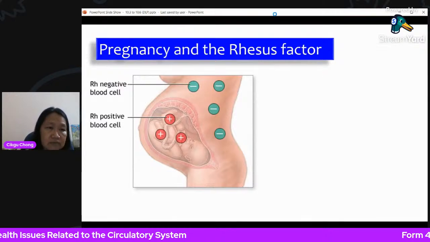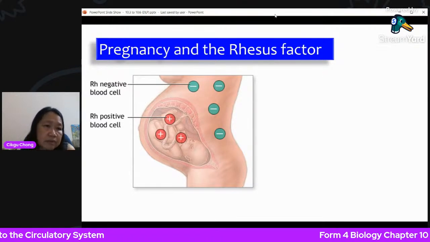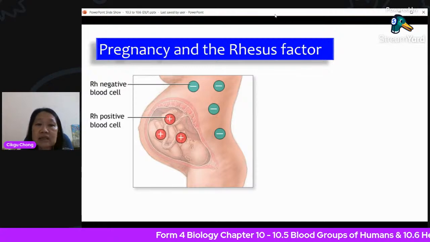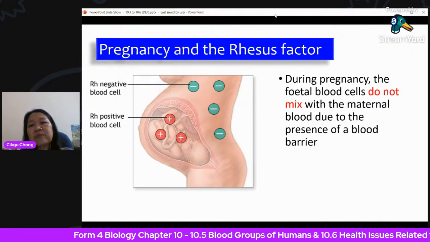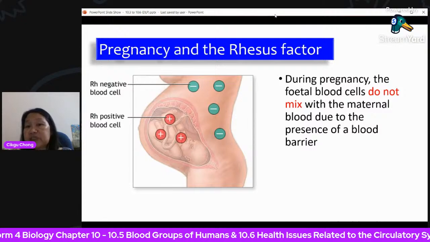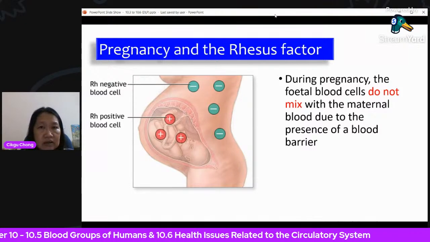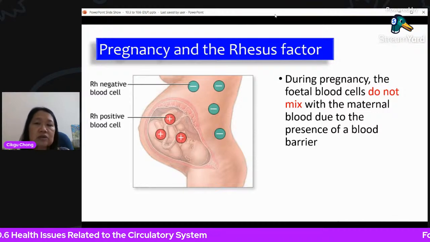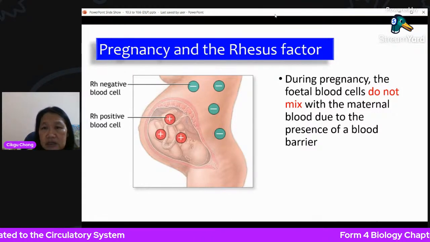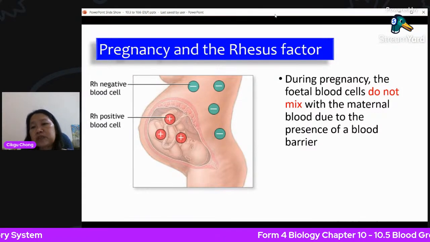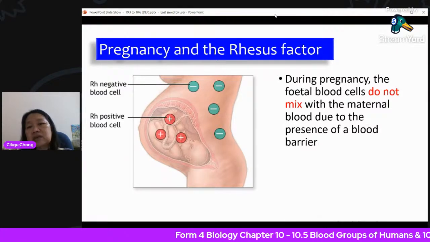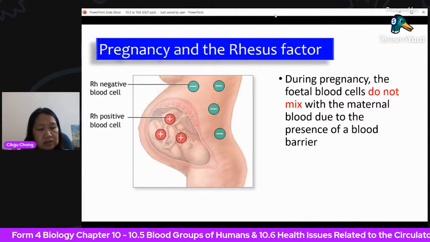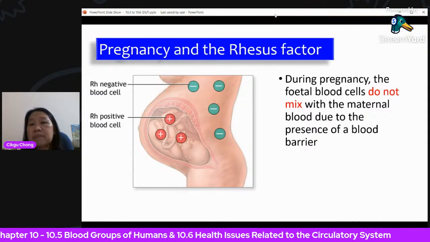Why the problem exists first. Okay, now see this baby, Rh positive blood, and this is a mother who's Rh negative. Now, during pregnancy, in fact, this is the first pregnancy, we're talking about the first baby, right? In every pregnancy, the fetal blood cells, the baby's blood cells, do not mix with the maternal blood, with the mother's blood, due to the presence of a blood barrier. Actually, the baby's blood does not come into direct contact with the mother's blood.